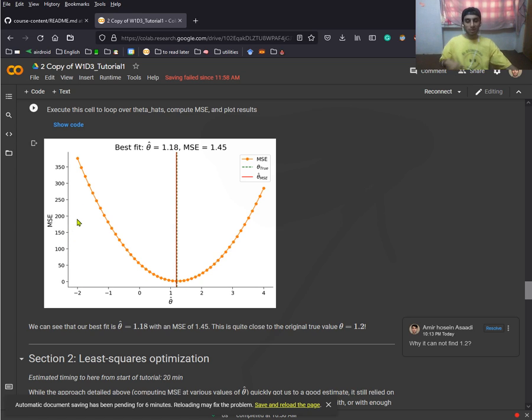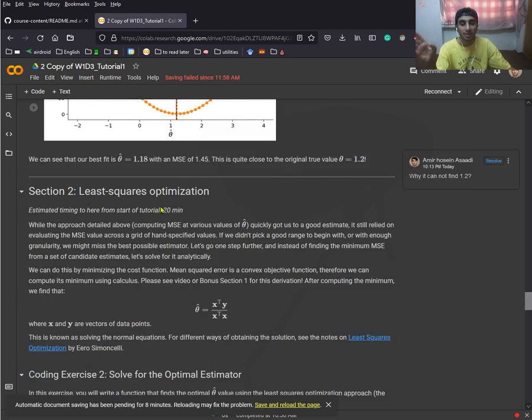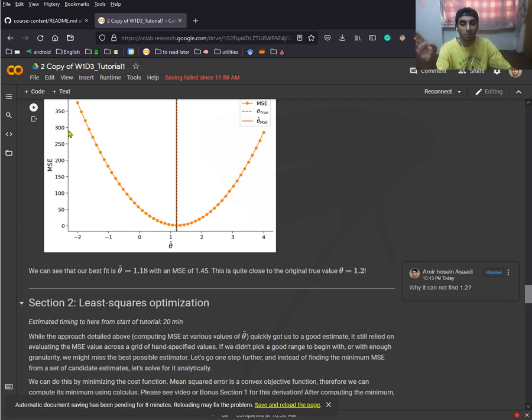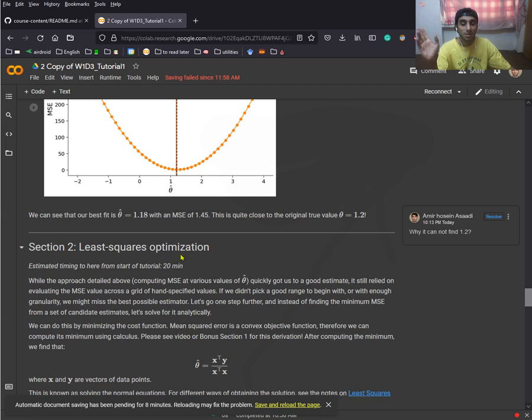But you may ask, should I in reality generate different lines, for example, between -100 to 100 and plot this figure, and again usually find the best value of theta hat or not? And I say no, there is a solution for that. And in this section we want to again find the least MSE possible, which is called least square optimization.